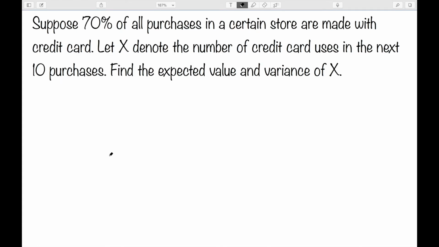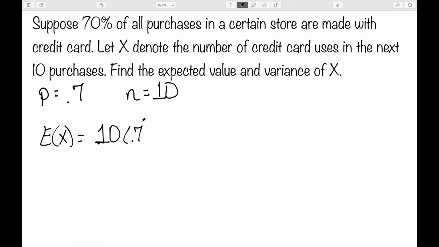Let's suppose 70% of all purchases in a certain store are made with credit card. And we're going to let X denote the number of credit card uses in the next 10 purchases. I want to find the expected value and variance. Well, the probability of success, the probability they've used a credit card, is 70%, or 0.7. And the total number of experiments we're looking at is 10. In this case, the expected value is equal to n times p, or 7. We should expect about 7 people to use the credit card out of the next 10 purchases.